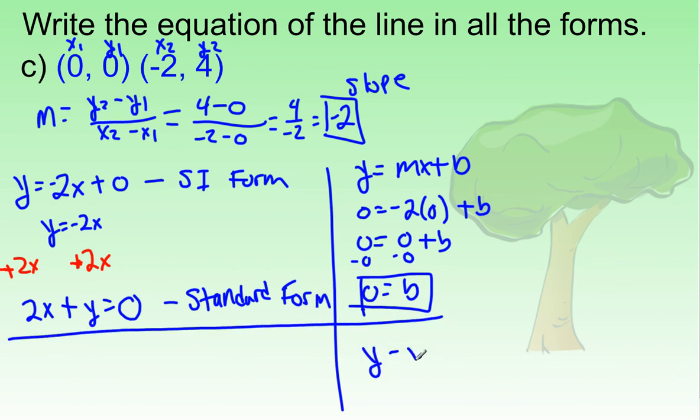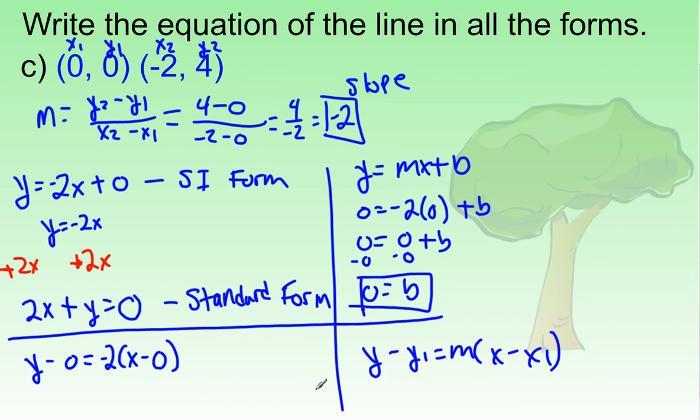Bonus time. y minus y1 equals m times x minus x1. I'm still going to use the 0, 0 point. y minus 0 equals slope times x minus 0. And we should probably simplify that as well. I don't know. I think you would probably leave it like that, because you need to show the point. If you simplify it, you won't have the point anymore, it doesn't look like point-slope form. So I think you'd actually leave it like that, because you want to see what the point is, and you want to see what the slope is.